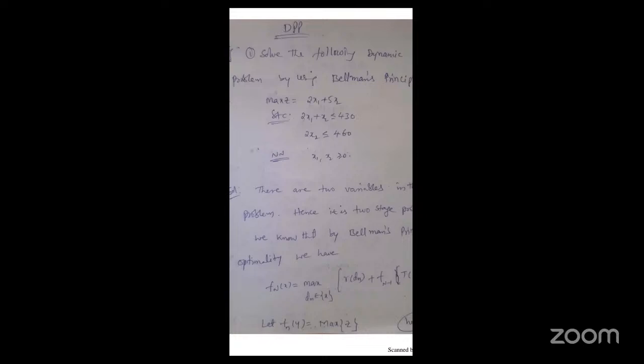So fn of y equal to maximum z. In the first stage, fn of y will become maximum of among 2x1 plus 5x2, we'll get only 2x1 only. Why? Because n equal to 1. So fn of y will become maximum of 2x1. But I already got the x1 value. What is the x1 value? 215. So substitute that into this equation. Fn of y will become 2 into 215 because x1 is 215. Therefore, in the first stage, I got the solution fn of y equal to 430.